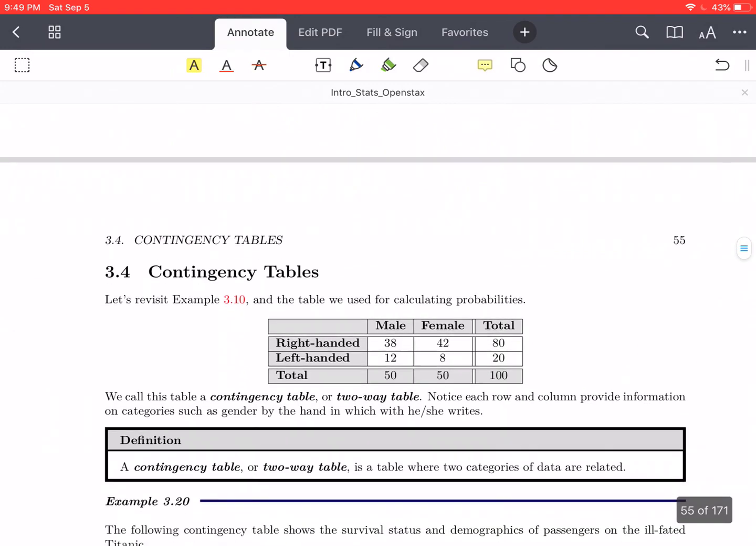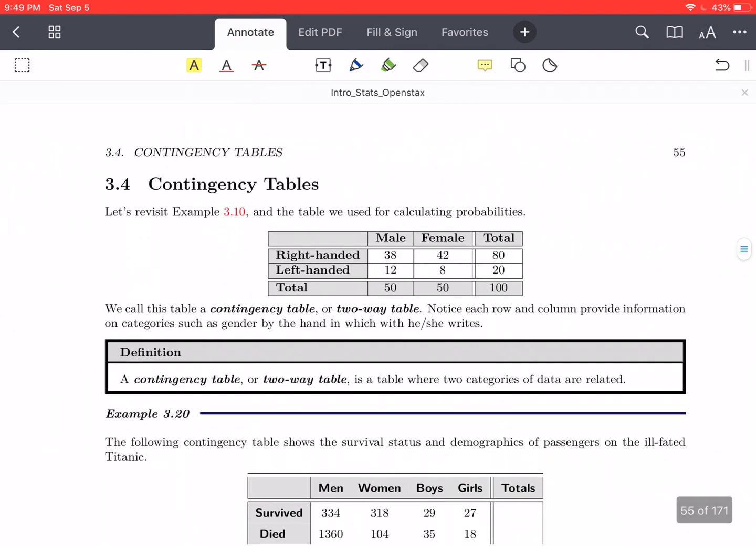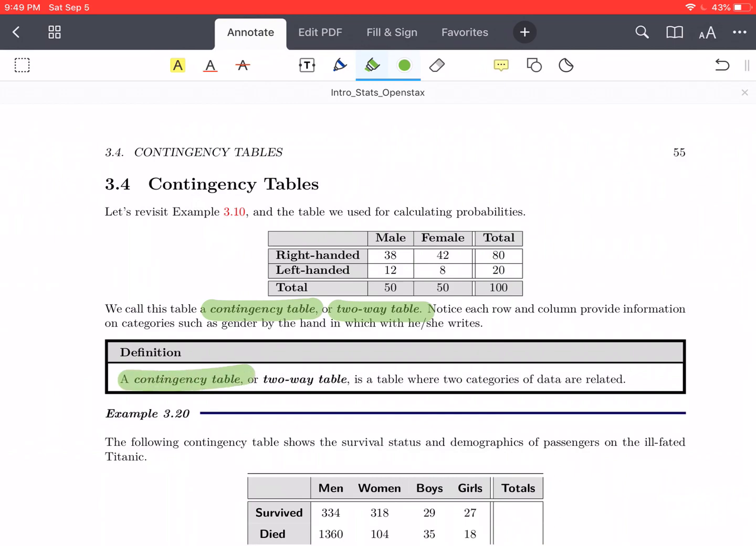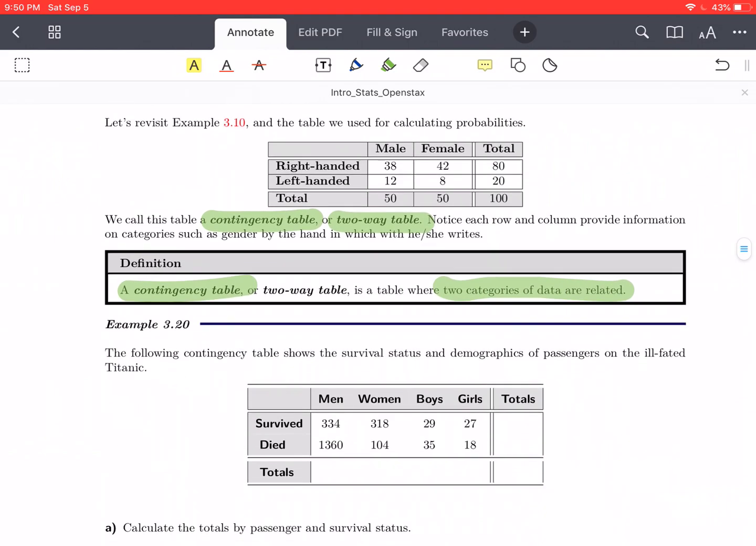Alright, now let's go ahead and move on to section 3.4, looking at contingency tables. So let's revisit the example we did with the left-handed and right-handed people that were taking this study. This type of table is called a contingency table or a two-way table. So each row and column provides information on categories. So a contingency table is a table where 2 categories of data are related. Okay, and this allows us to more easily look at the data and be able to analyze it, including dealing with probabilities.